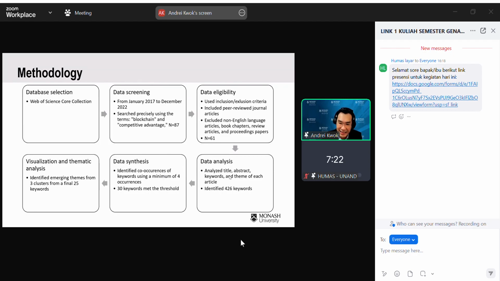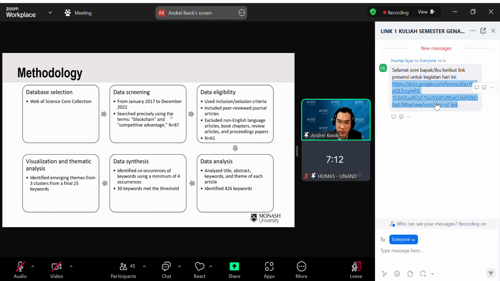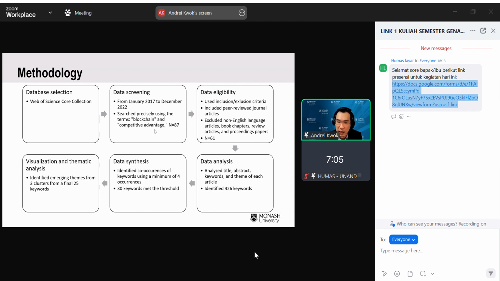And then we do a data analysis. We look into the title, the abstract, the keywords, and theme of each article. So from here, you can see that first we are able to screen 87 papers, which cover these two terms. And then we narrow down to 61 papers. And from these 61 papers, we identify 426 keywords, which are related to blockchain competitive advantage in the business.